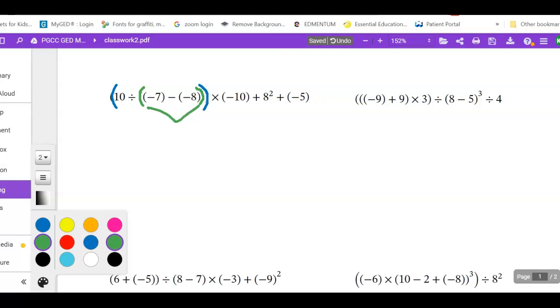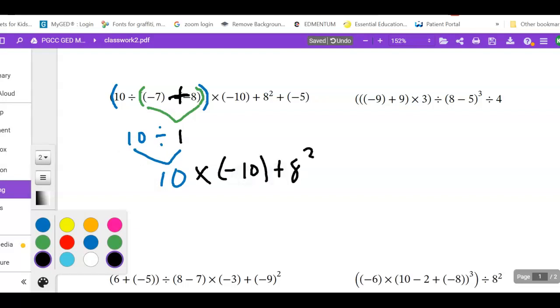Negative 7 minus negative 8. Look at the shortcut. So really I have just negative 7 plus 8. That is going to give me a positive 1. But now I'm within the blue part of the parentheses and I have this, right? So I have 10 divided by 1. 10 divided by 1, you can see that's going to give me a positive 10. I'm going to go ahead and bring down the rest. Negative 10 plus 8 squared plus negative 5.